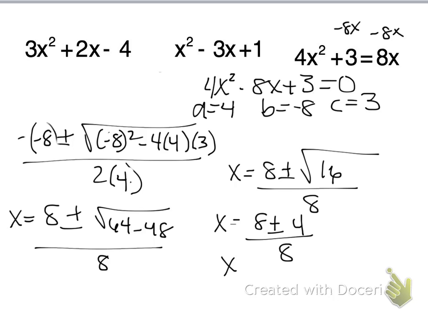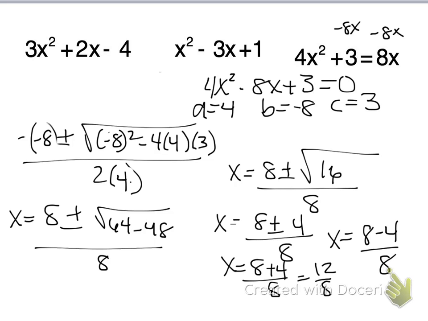So then we split it up. x equals 8 plus 4 divided by 8, and x equals 8 minus 4 divided by 8. Then you can just solve those regularly, so you get 8 plus 4 on the top, 8 minus 4, and 8 on the bottom.